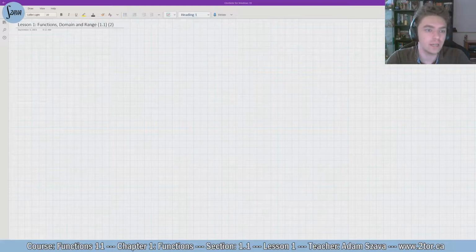And so we're going to be talking about similar content to section 1.1 from the textbook that we're following, which again is that McGraw-Hill textbook, Functions 11. And so we're looking at what a function is and these two special properties about functions. So yeah, let's just get into it.